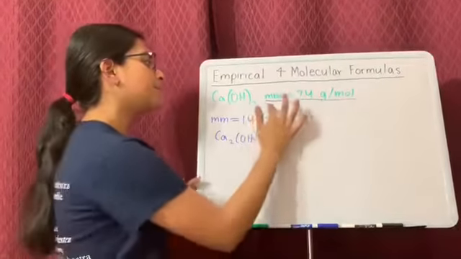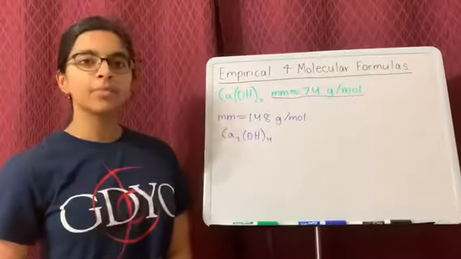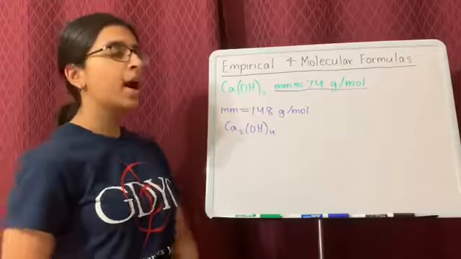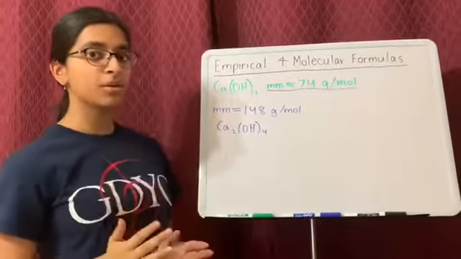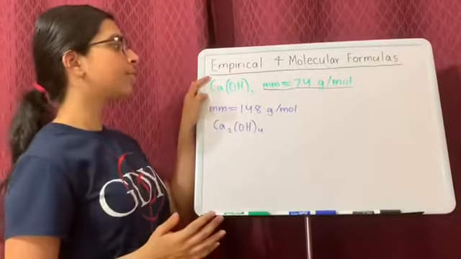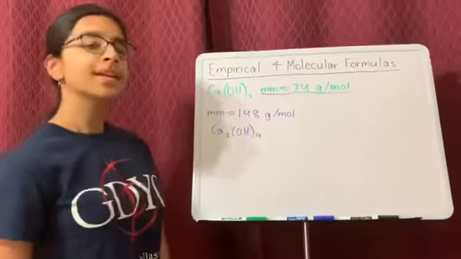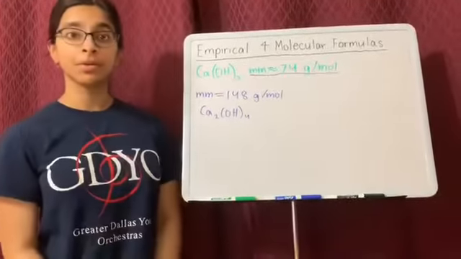Just whenever you have your molar mass given, you find the molar mass of the empirical formula, you find out how many times that goes into the actual molar mass, and you multiply your empirical formula by that many times. So that's really all we have for empirical and molecular formulas.